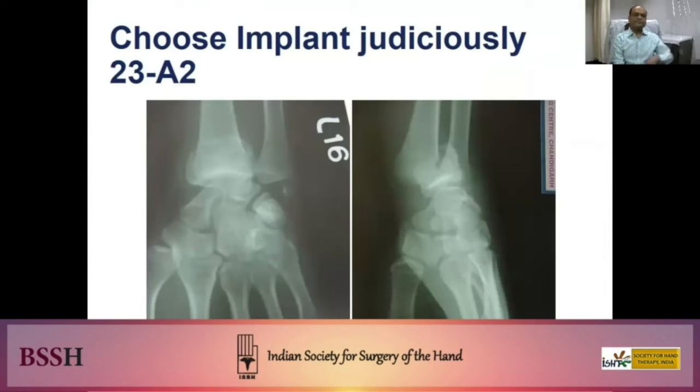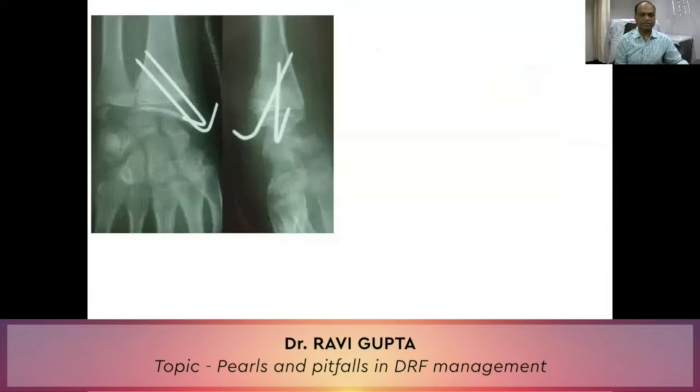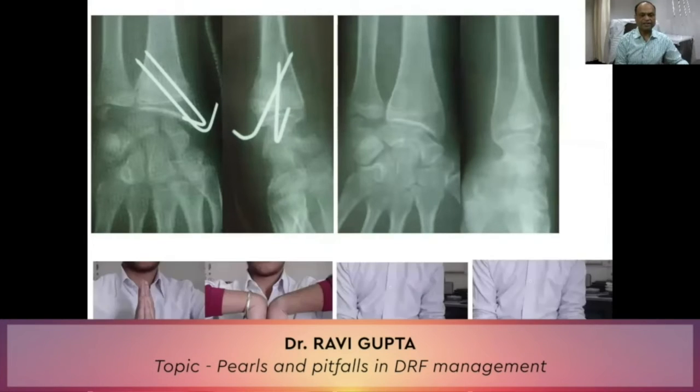The other thing we should learn as a pearl is to choose the implants judiciously. Don't jump to the more expensive and sophisticated plates in all cases. For that fracture, closed reduction and K-wire fixation was done, and after removal of the K-wires, that's the function.